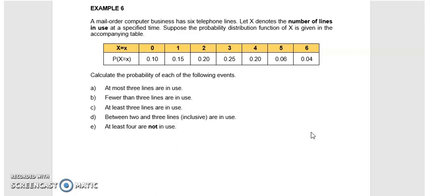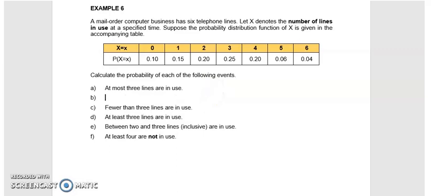Now let's look at the question. Calculate the probability of each of the following events. A, find the probability that at most 3 lines are in use. So how to answer this one? We calculate P(X), where X refers to the number of lines in use. At most 3 lines, so if it is at most, the inequality sign will be less than or equal. So X less than or equal to 3.